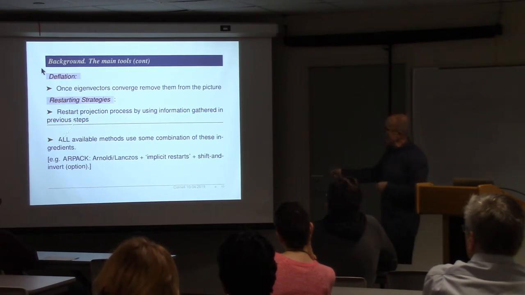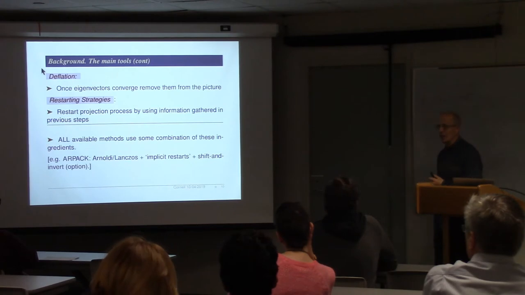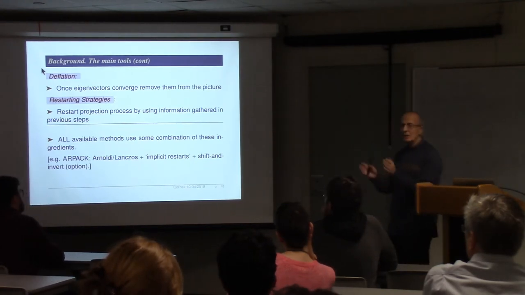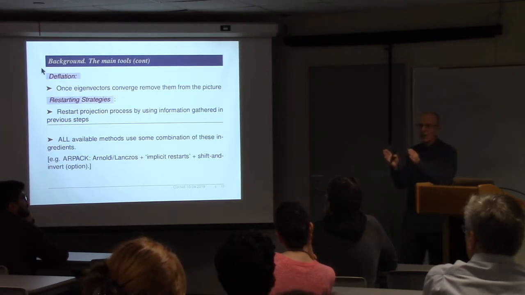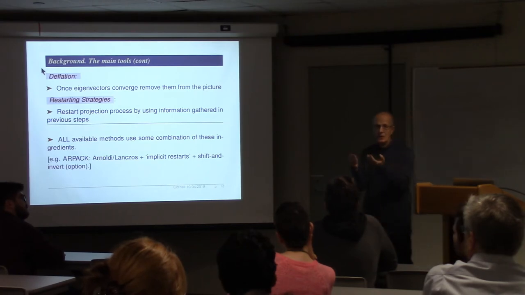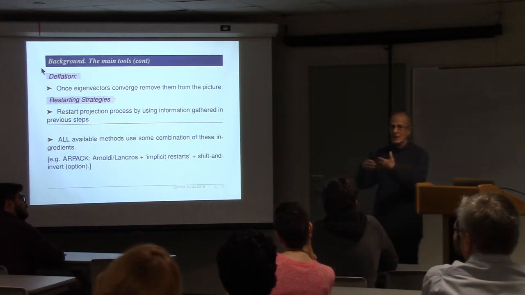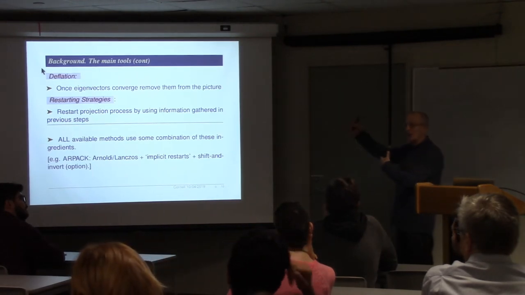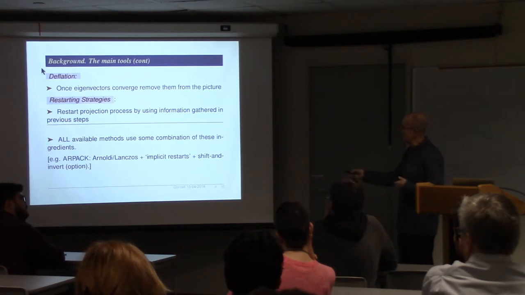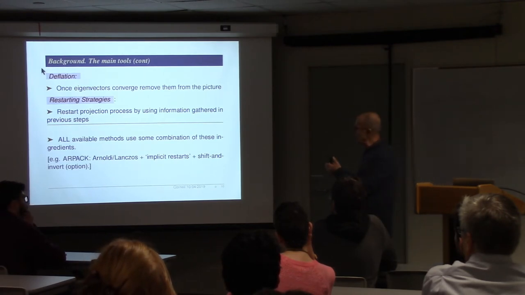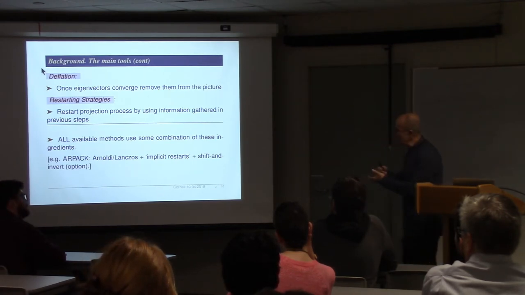Now the other things that are used are deflation, locking, and so on; they go by different names. Essentially, when you compute a set of eigenvectors, you just remove them from the system. That means your matrix is now as if it doesn't have those eigenvectors in it anymore, so that you can then concentrate on the next ones. That's the idea of deflation. Locking is somewhat similar; it's really trying to find a way of keeping the converged eigenvectors out.